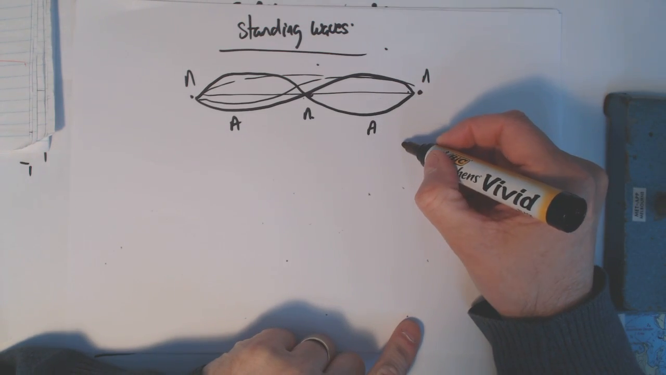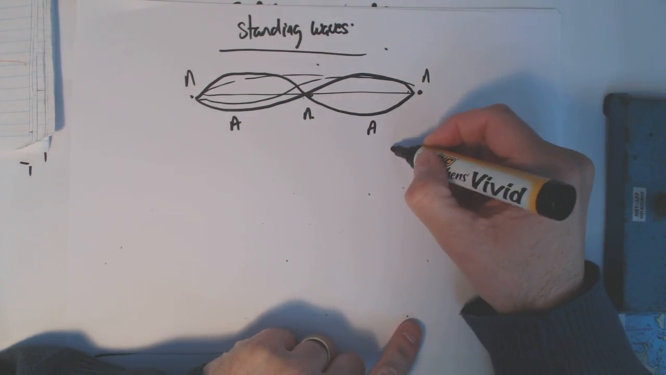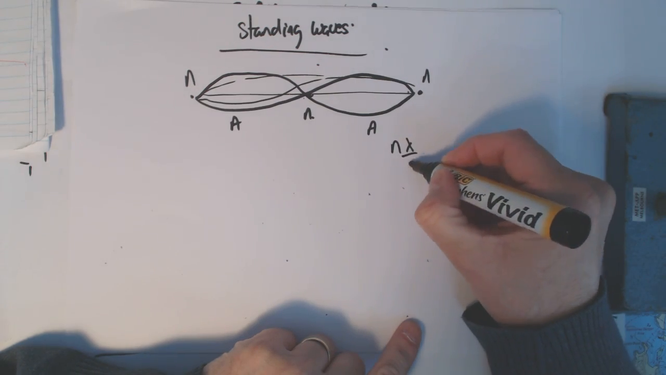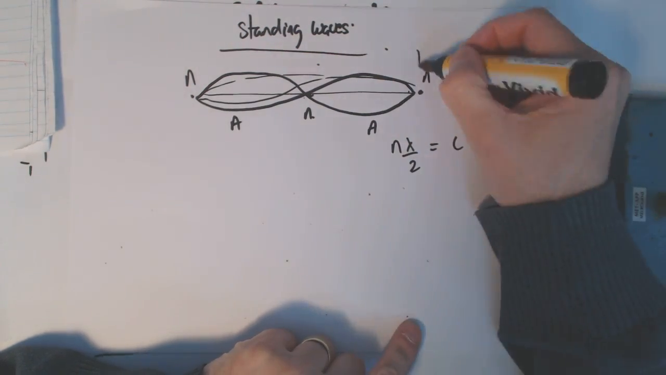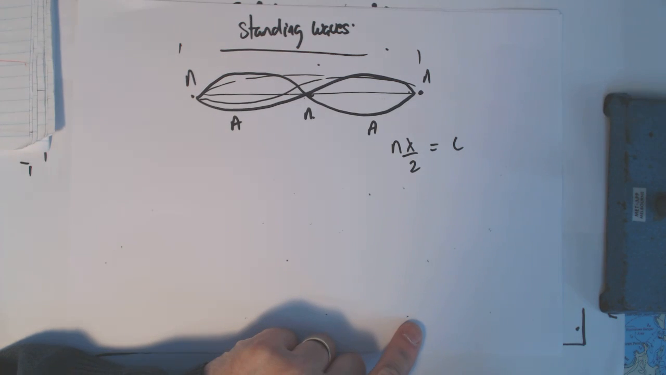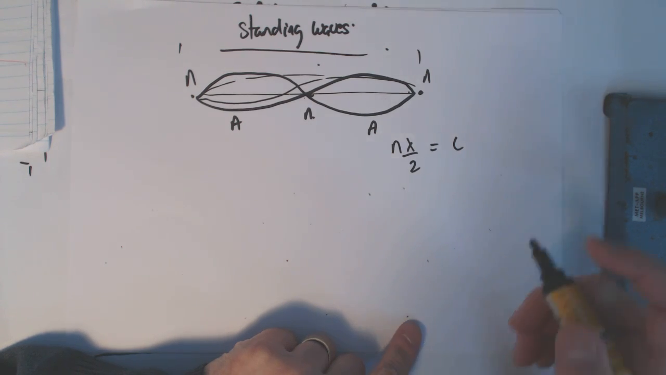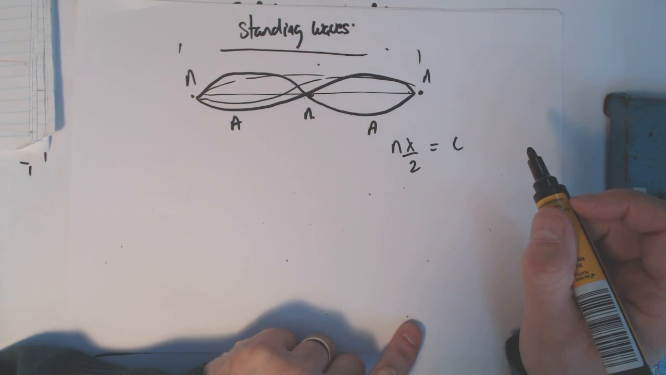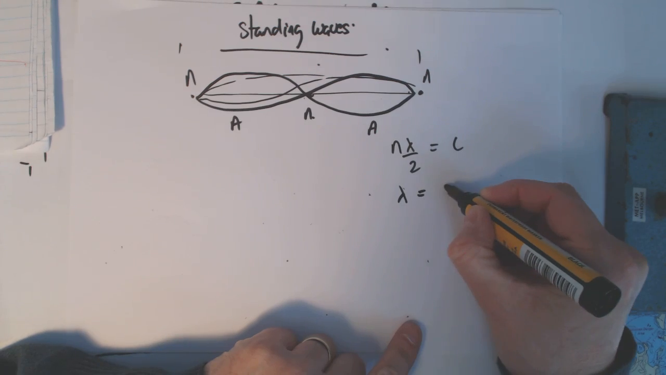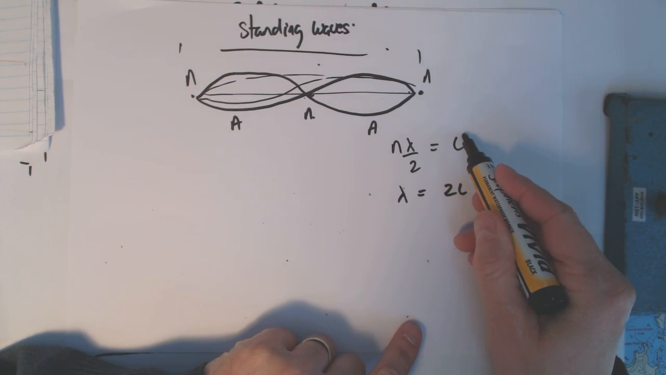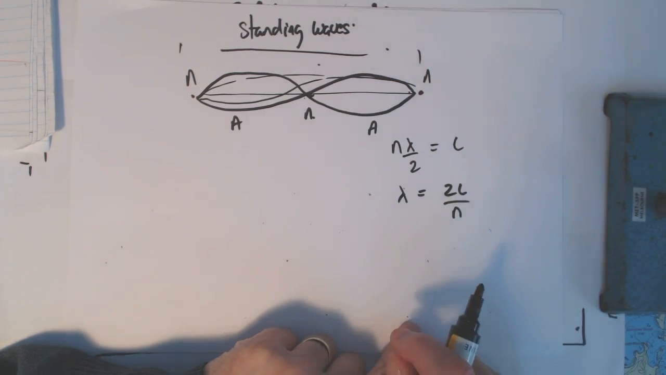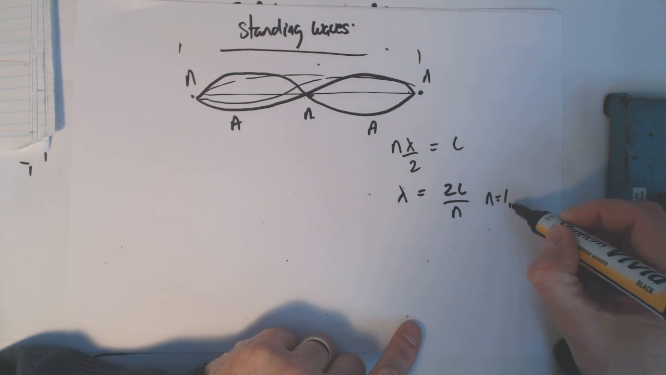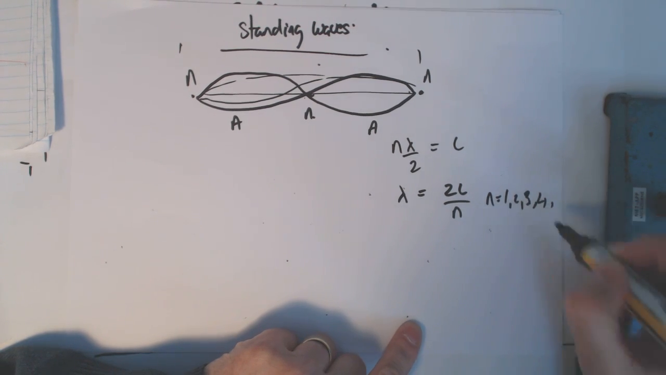And this is where you are basically saying n half wavelengths equals L, L being the distance between the 2 points. So with that information, you can say that the wavelength is equal to 2L divided by n, and that's for n equals 1, 2, 3, 4.